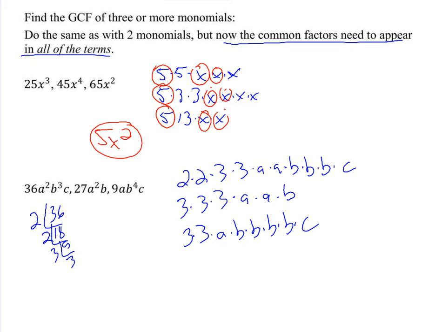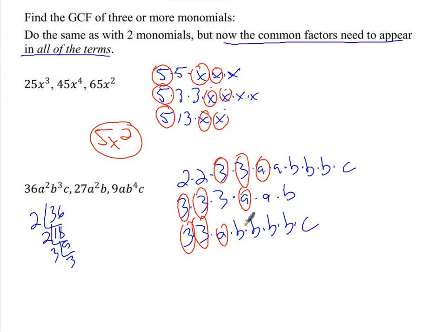Now what do we do? Find the matches in all three. So starting with the top one, 2. Do I have a 2? Nope. 2? Nope. 3? Yes. There's one there, there, and there. How about this 3? Yes. Here, here, here. How about A? Yep. There, there, there.